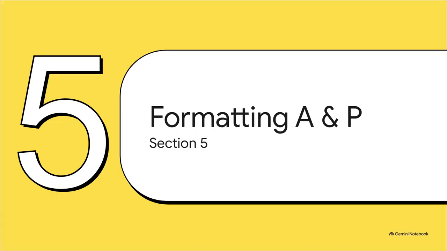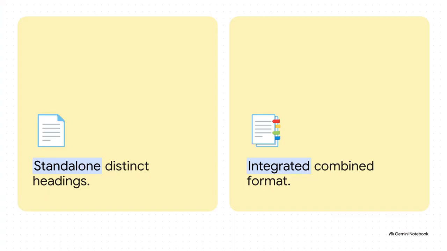Finally, Section 5, formatting your A and P. Okay, let's talk about the structural mechanics. How do we actually put this in the chart? Basically, there are two primary formatting models you'll see. First, you've got the standalone format, where your assessment is one distinct numbered heading, and then the plan is a completely separate heading sitting right below it. Then, on the flip side, you have the integrated format. This is where you combine them into an assessment/plan, and you address the specific treatment plan immediately underneath each individual diagnostic assessment.